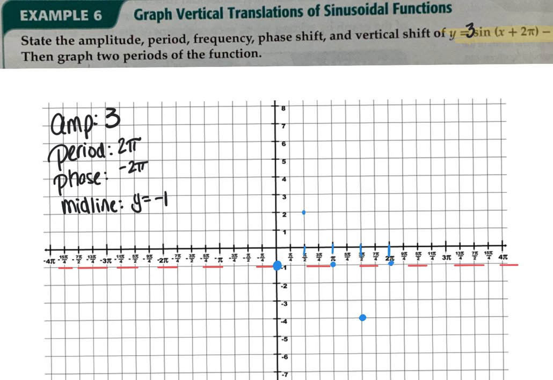So your midline changes, that's why I draw it. Your amplitude takes you that many away from your midline. All right? Does everybody understand that? Midline's easy. You literally just have to do a dashed line where you're starting and pretend that's your x-axis. All right? Then count up, count down.